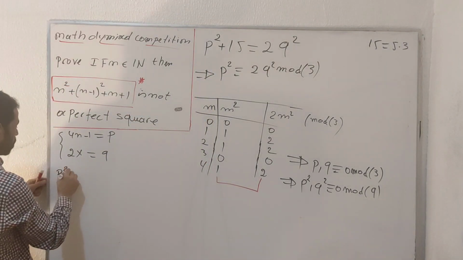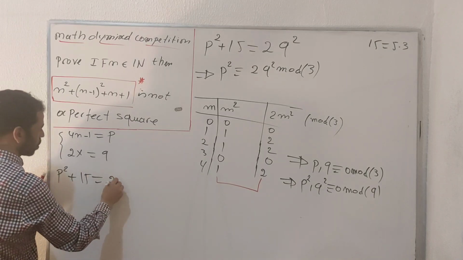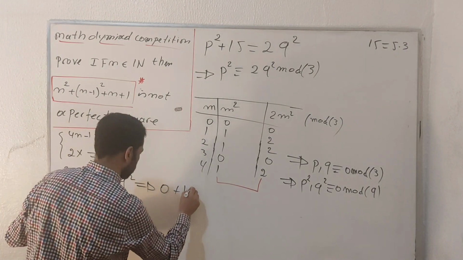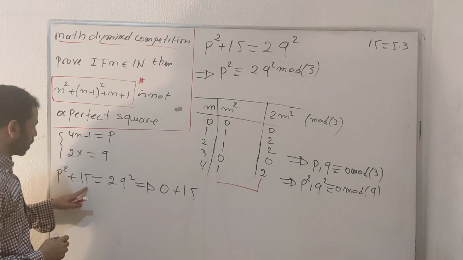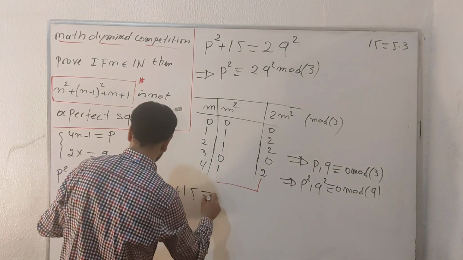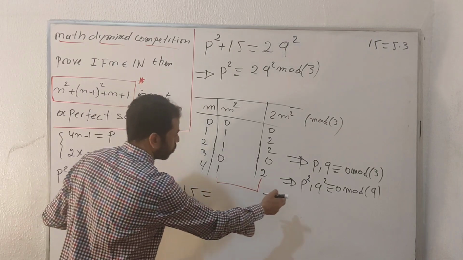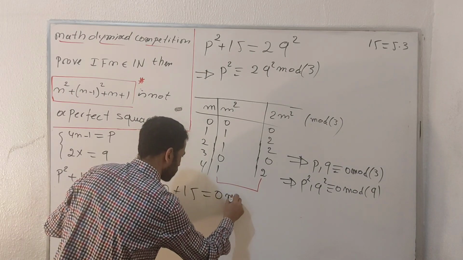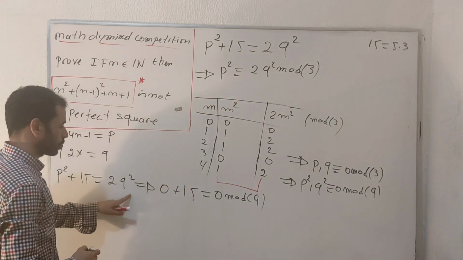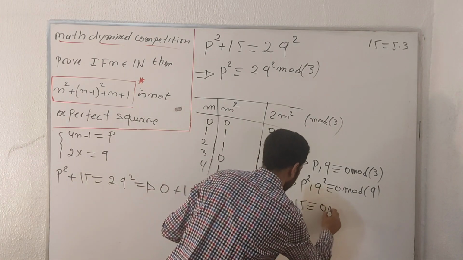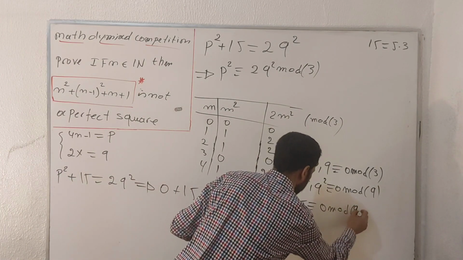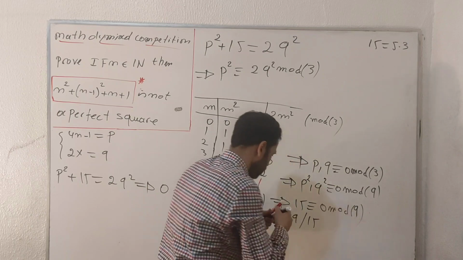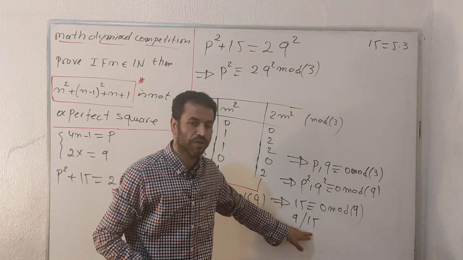So we'll have p squared plus 15 equals 2 times q squared. This one is 0 plus 15, because 9 does not divide 15, so it stays the same. The right side is actually 0, because we have proven q squared is congruent to 0 mod 9. So 15 is congruent to 0 mod 9. This expression is telling us 9 divides 15, but in reality 9 does not divide 15, which is a contradiction.